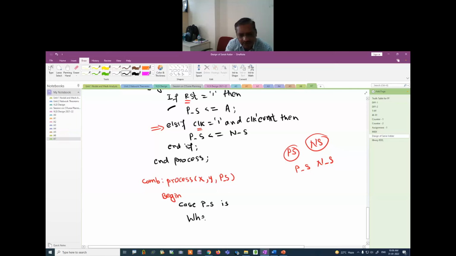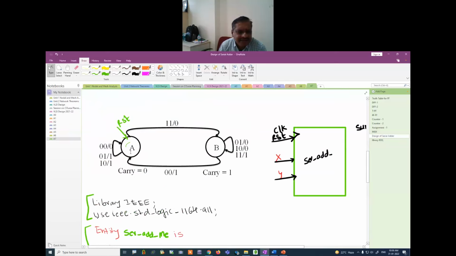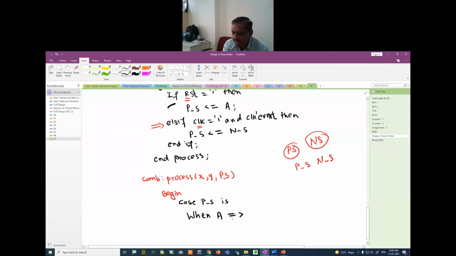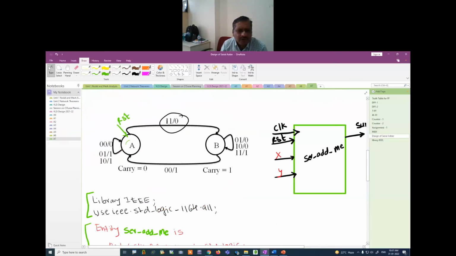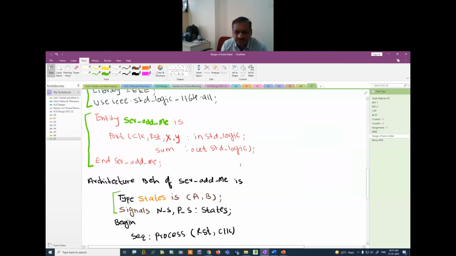What are the two possibilities we have? When A, this is directed as. Look at the truth table, and we are in a position to write the VHDL code. When we are in the A state, for every input combination except one we will be in the same state. Otherwise, when the inputs are 11, only this is the changing condition: if the inputs are 11, we will go to state B, otherwise we stay in this state. That I have typed right here. When A, I am checking if X is equal to 1 and Y is equal to 1, then when both are 1, 1, the next state will be B, and what will be the output? 0. I will write here.